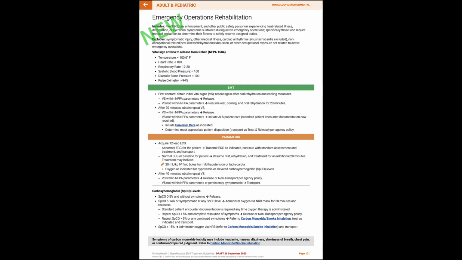This guideline gives EMS a clear and defensible structure for on-scene rehab, data-driven return-to-duty decisions, and early identification of heat illness in our fellow responders. It's a critical tool during extended operations in Arizona's high-heat environment.